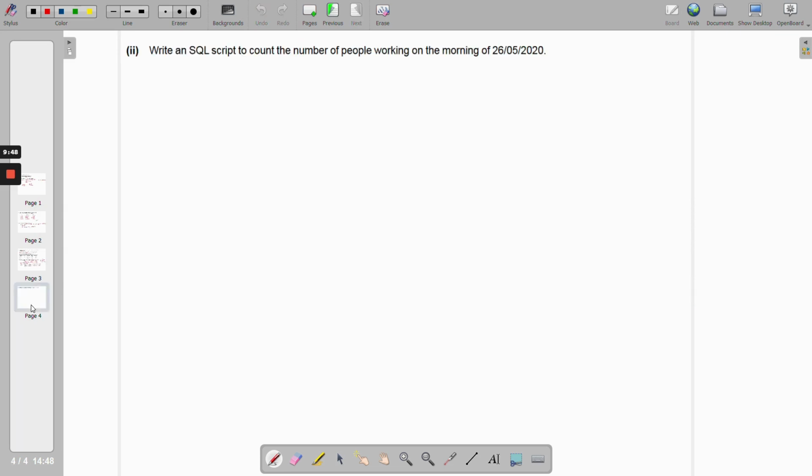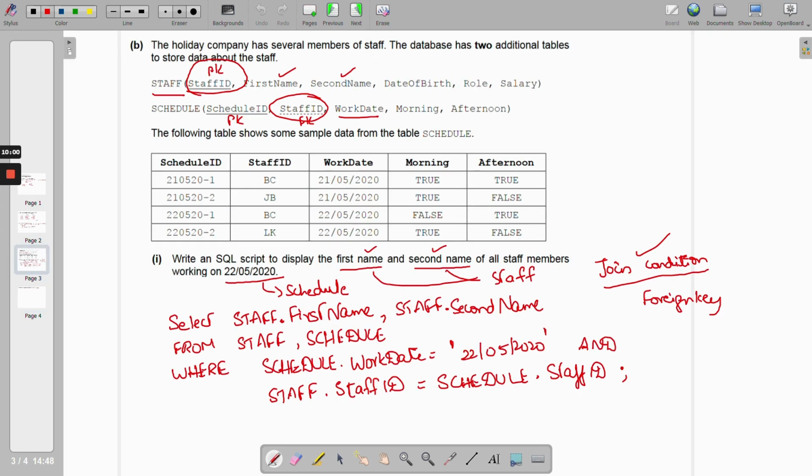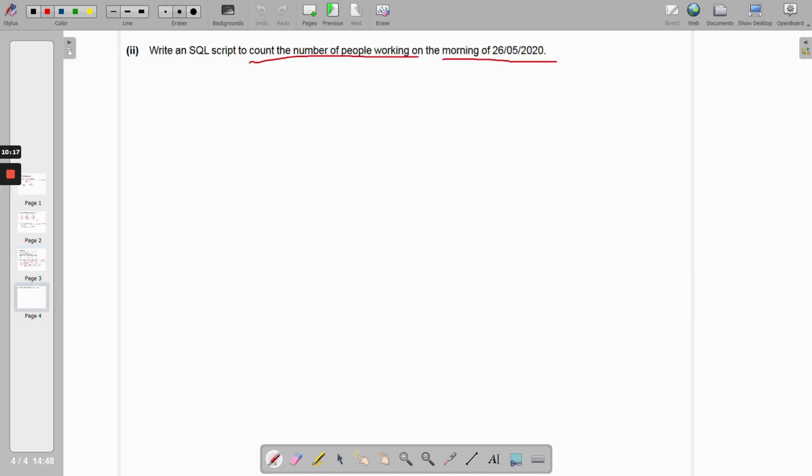We go to the next part of the question. Write an SQL script to count the number of people working on the morning of 26 May. So if you look at this table in here, there is the morning in here. So morning value is true or false, and the work date. So the date and the morning have to be taken into consideration. So all the data is coming only from one table, so there is no need of a join condition in here. So count is given to you using the aggregate function count.